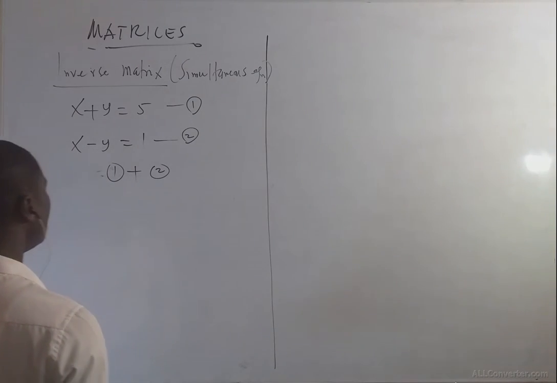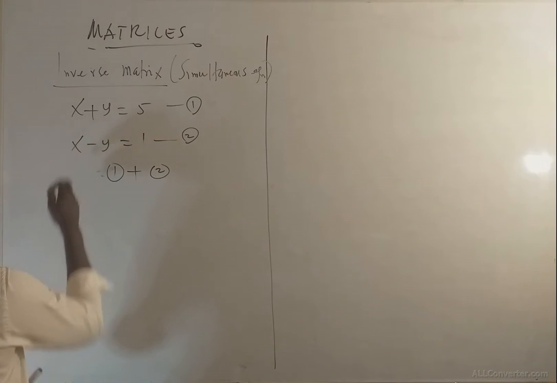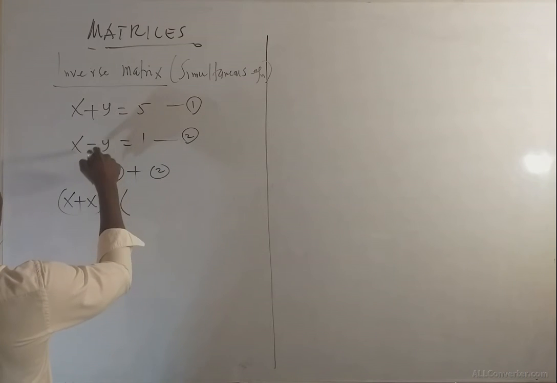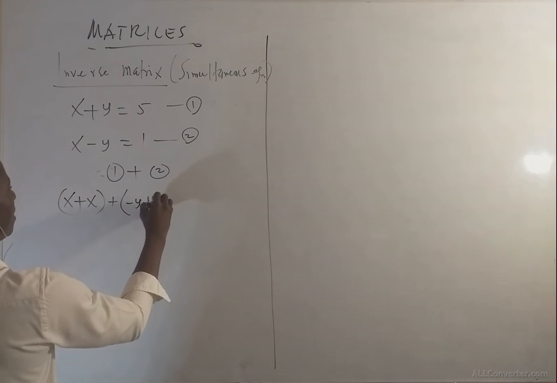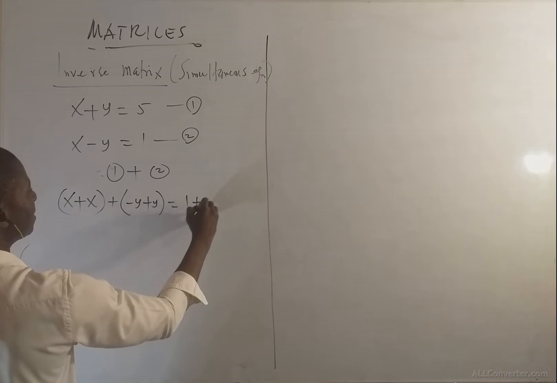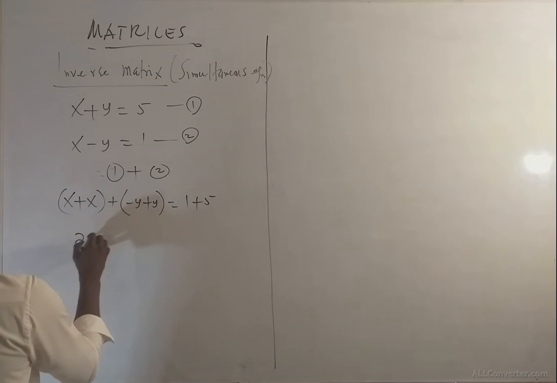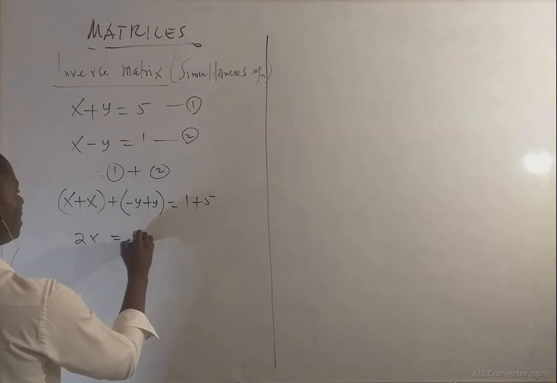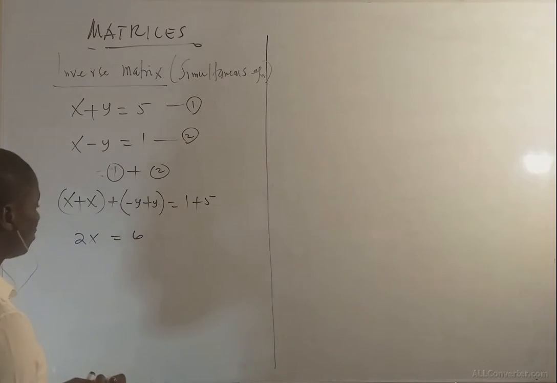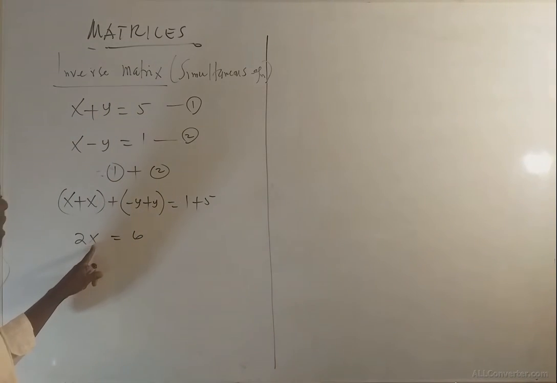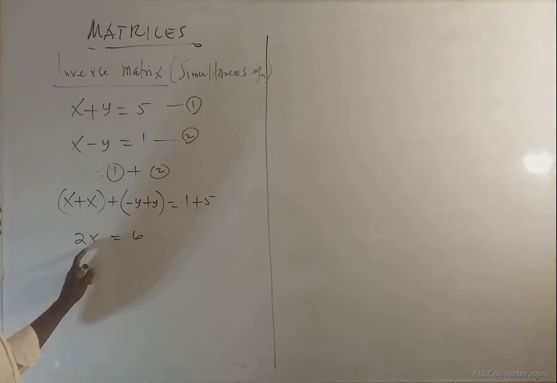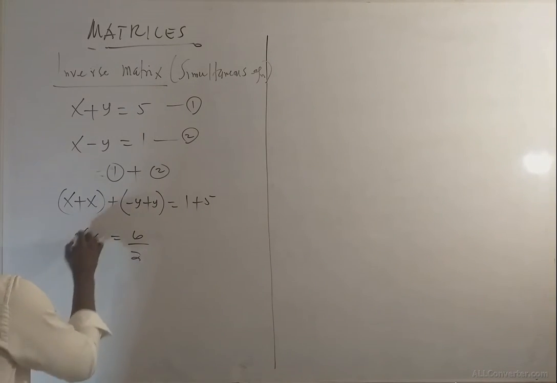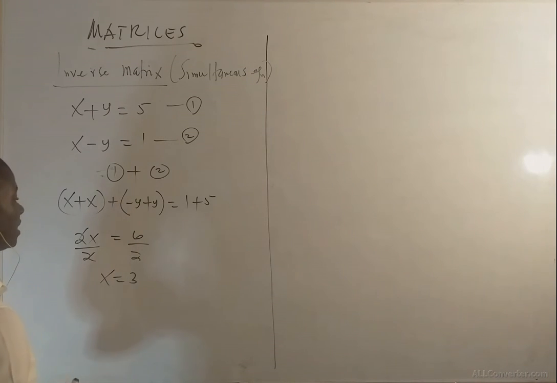Now, adding the two equations, we have x plus x, then minus y plus y, then 1 plus 5. x plus x gives us 2x, minus y plus y gives us 0, and 1 plus 5 gives us 6. So 2x equals 6. Now we are searching for x, and therefore we divide both sides by the constant attached to the variable we are making the subject. We divide by 2 on both sides, and x gives us 3. So the value of x is 3.